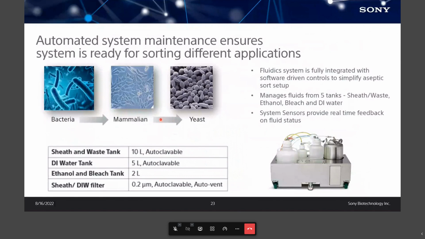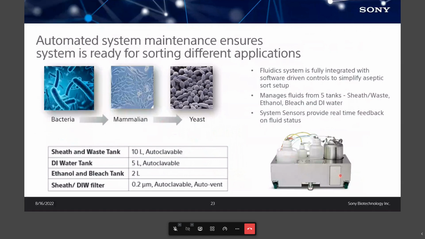So with all these different applications being run, how can I trust that the instrument has been maintained and is cleaned and ready for my cells, right? Because I know I have a bunch of different people running all kinds of things through this instrument. And so I want to make sure that when I run my application, I can trust that everything's going to go to plan and I'm not going to have any contamination or things like that. So system maintenance and cleaning is also automated and guided by software wizards. The entire fluidic system is fully integrated with software-driven controls to simplify setting up for an aseptic sort, cleaning the system, and flushing the system with ethanol. These are all done by wizards and guided workflows.